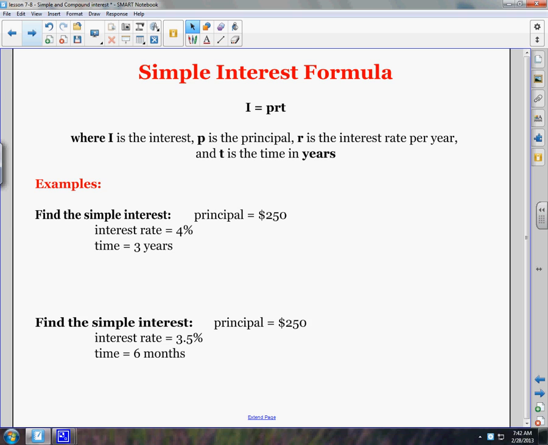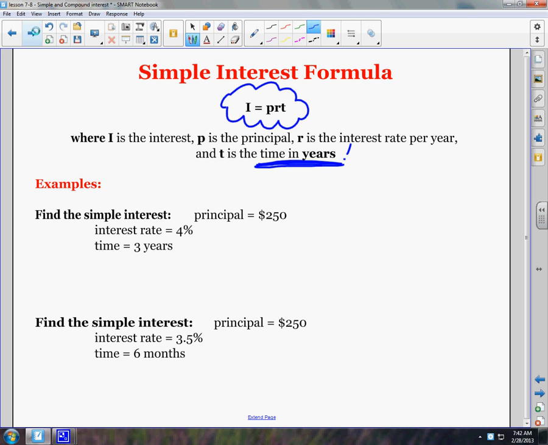So here's the simple interest formula. The interest you earn, which is I, equals the principal times the rate times the time. And notice that the time is always in years. All right, so if it's only for a half a year, that would be 0.5 of a year. You have to make sure it's in years. All right, so here's how you do it.